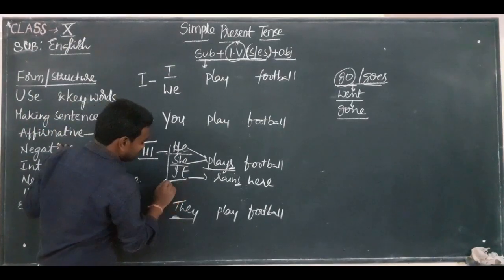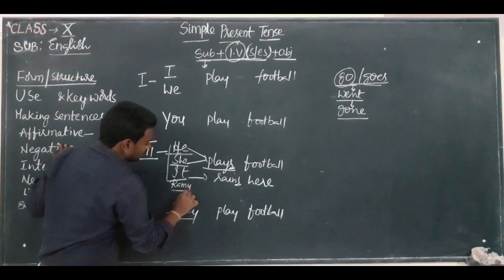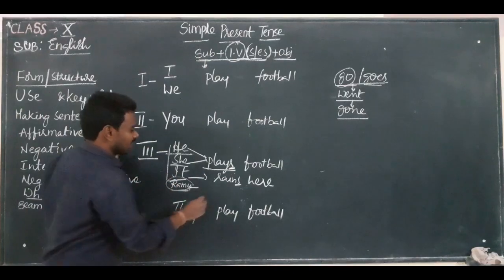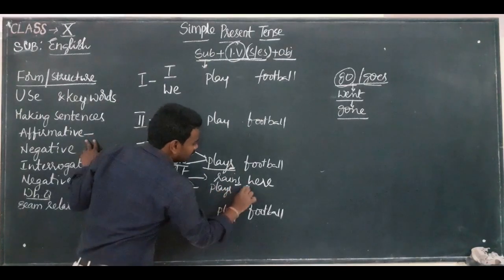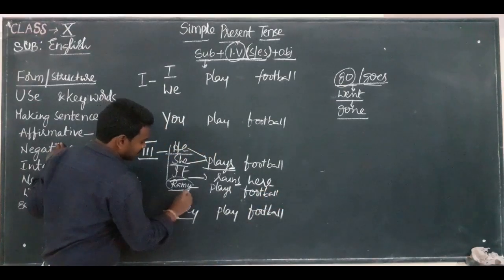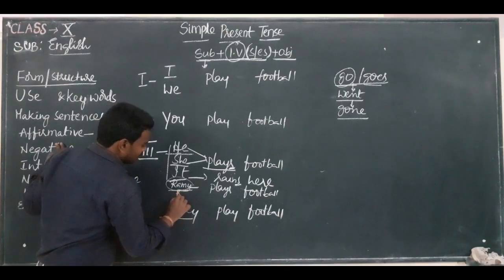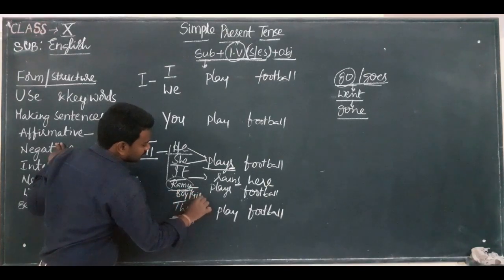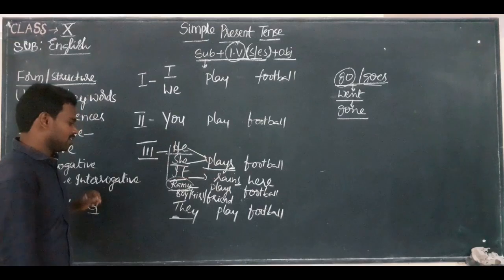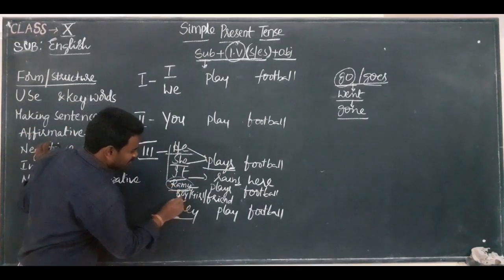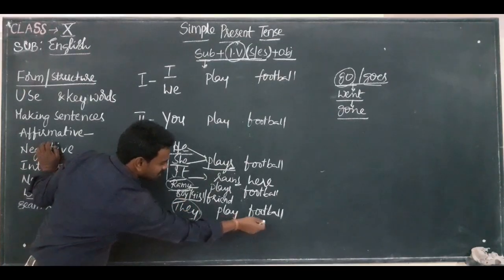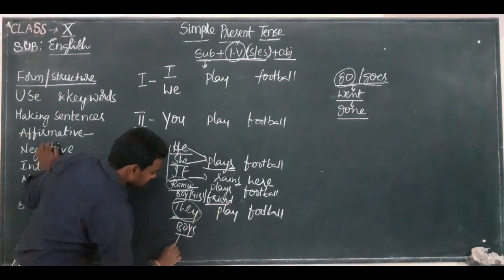For example, Ramu is the name of a person, but we can consider it a third person singular. Ramu plays football. In the same way, boy, girl, friend are all third person singular. Boys, however, is plural, so we say boys play football. And friend, friends.